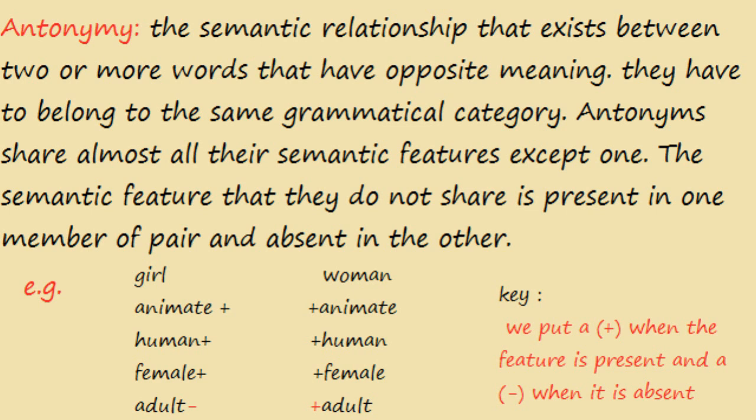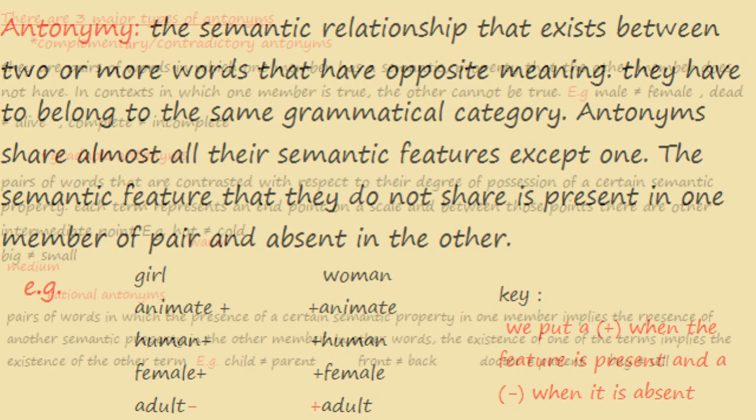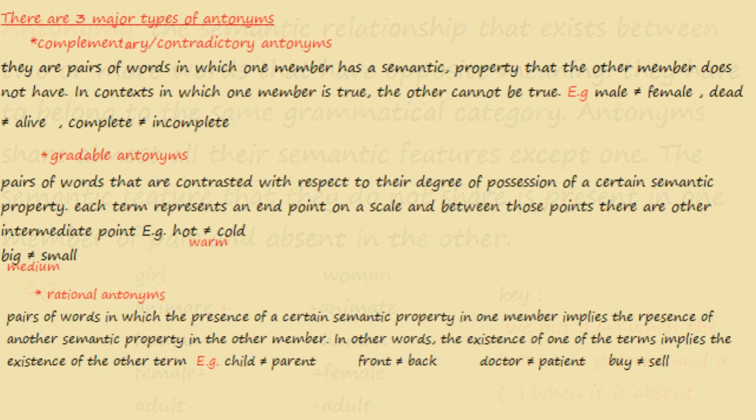When it is present in one and absent in the other, this means they are antonyms. Sorry, not opposites. They are antonyms, but they have opposite meaning. And we have three major types of antonyms. We have complementary or contradictory antonyms, the same thing. We have gradable antonyms, and we have relational antonyms.